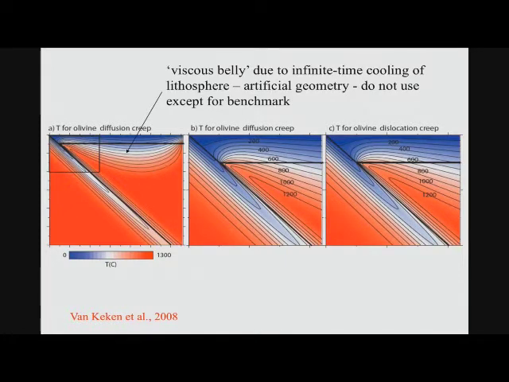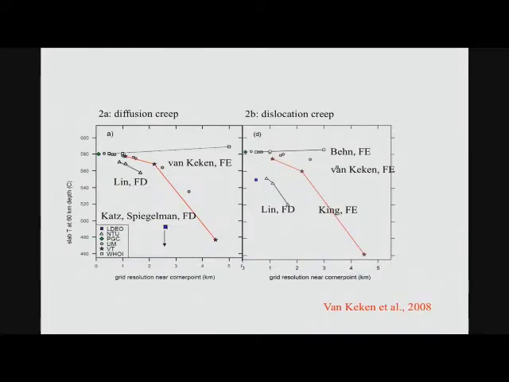So here's the caveat: don't use this for any type of model. People still do, but you shouldn't. So we had 380, 390 degrees Celsius. With diffusion creep, we get to 580. Huge increase, about 200 degrees Celsius. And that's just due to the fact that we have a more realistic rheology.